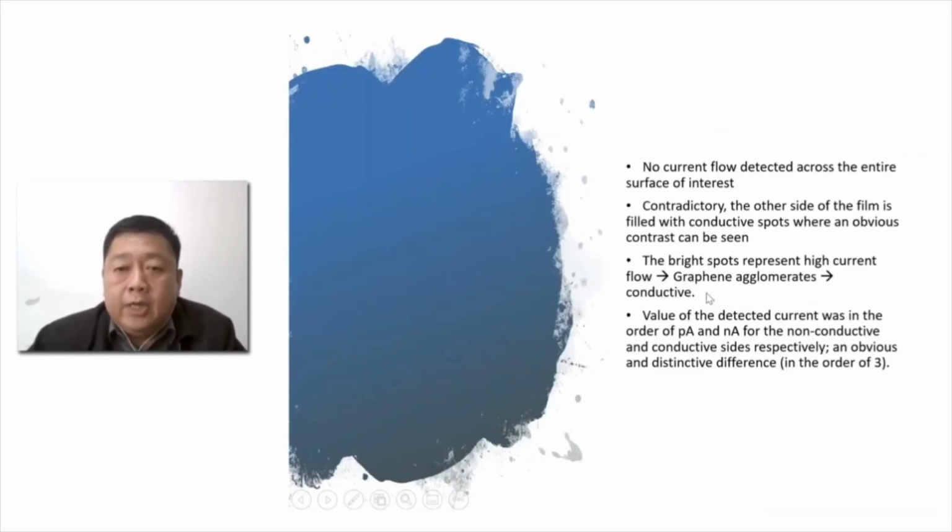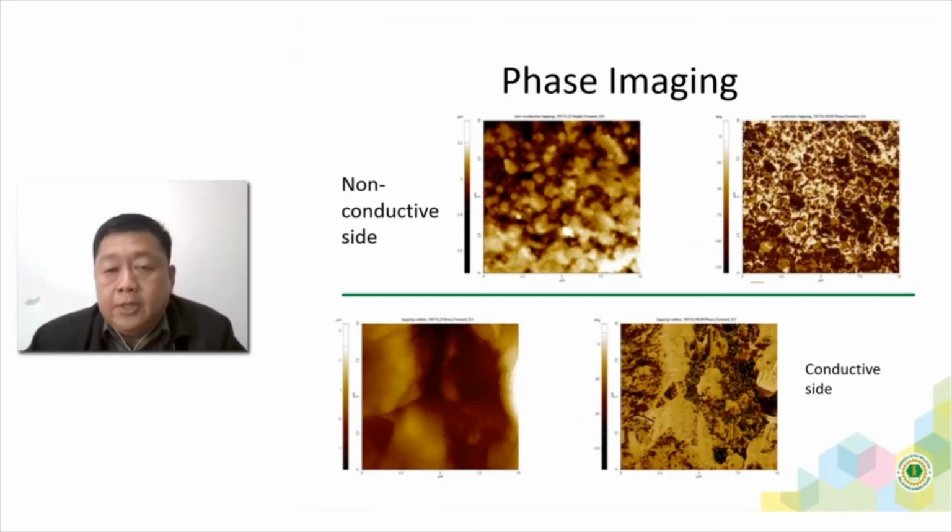So this is what I shared just now. Okay, and what about the phase imaging? What can phase imaging tell you? On the left here again, this is the non-conductive side, the topography, and this is the phase imaging. As you compare these two, you can see the particle here, let's take this one as an example, a reference point, and then you can refer to this one.